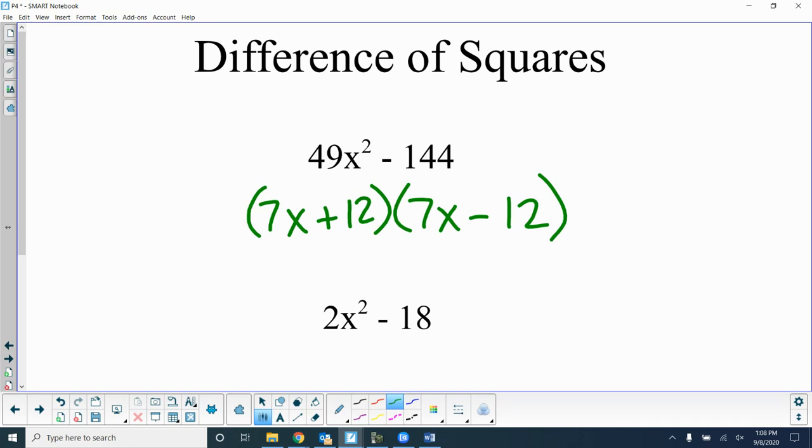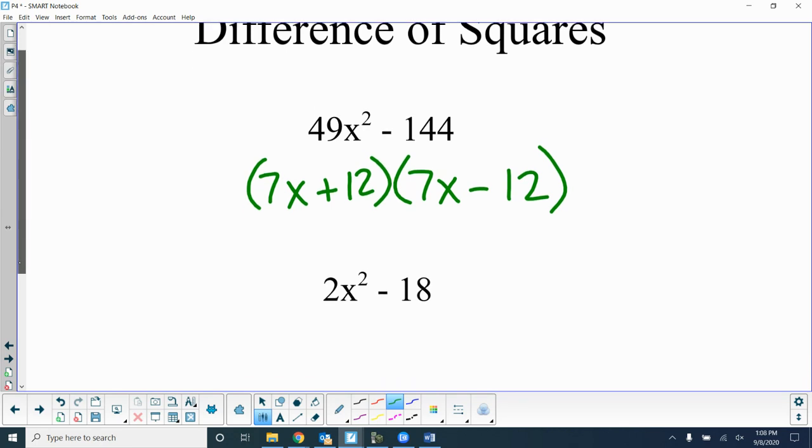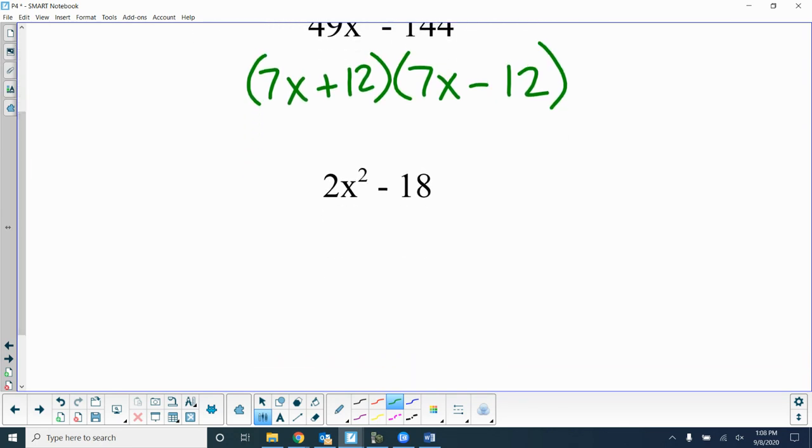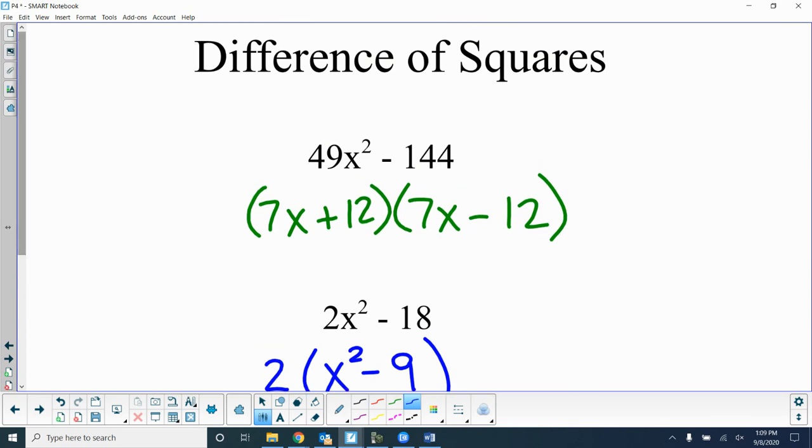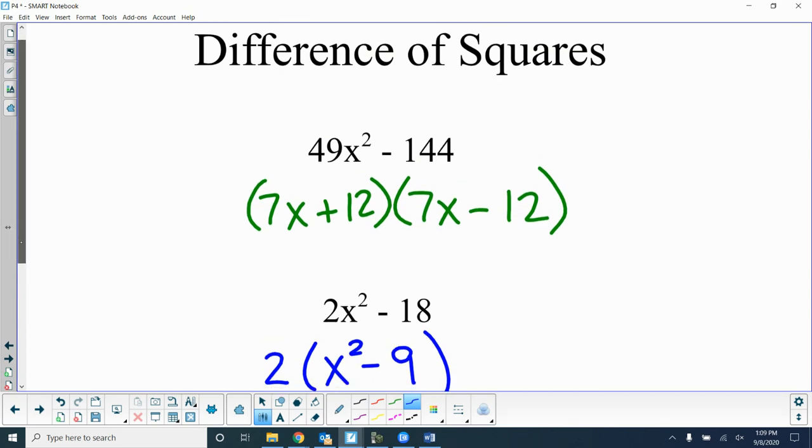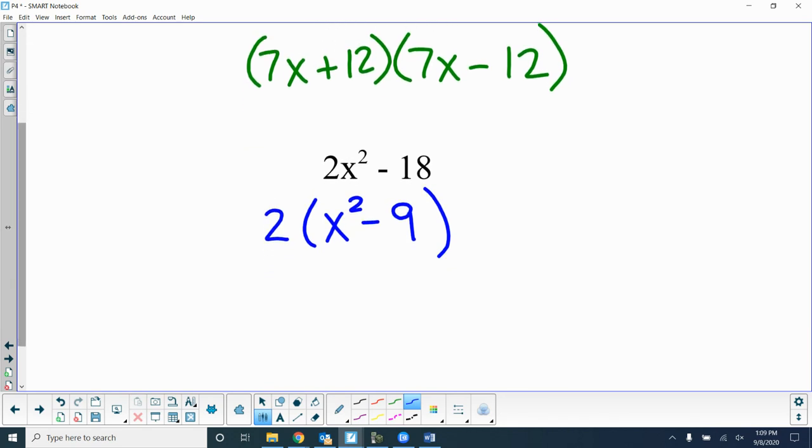Okay. Coming back to you. What do I got to do first for this next one? What do we always do first? GCF. Is there a GCF? 2, right? So pull the 2 out. You get x squared minus 9. What's that called? Difference of squares, right? X squared and 9 are both perfect squares, and there's a minus between them. So you make 2 sets of parentheses.